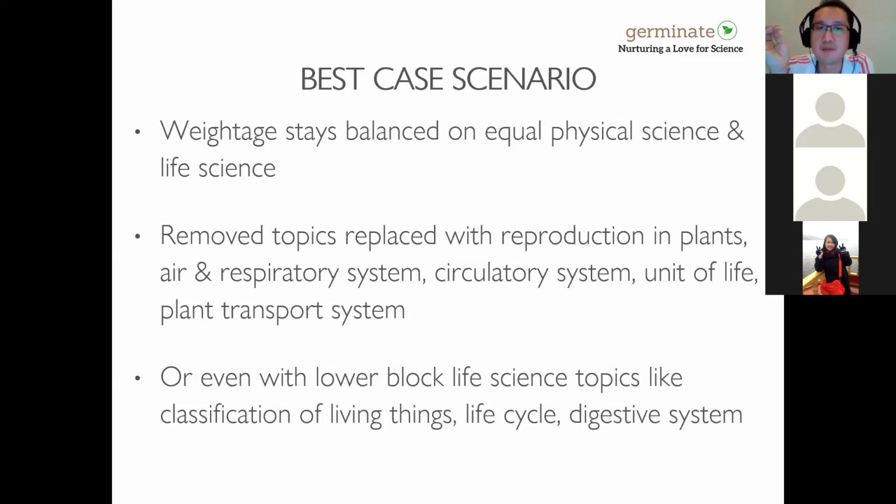This is what I really pray and hope will happen, because if that happens, the topics that are removed will have to be replaced with other life science topics, like reproduction in plants and respiratory system, circulatory system, unit of life, plants transport system. I suspect that they may even bring in the lower block life science topics like classification of living things, life cycle, and digestive system. So this is my best case scenario, because with that, students will generally find the questions not so difficult to do.